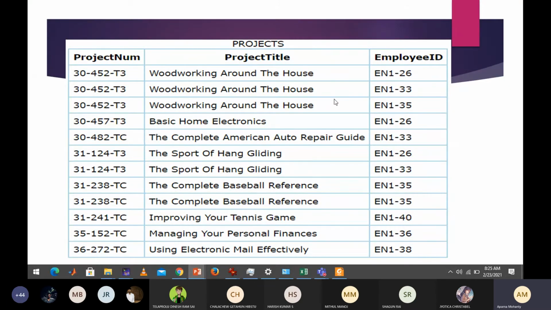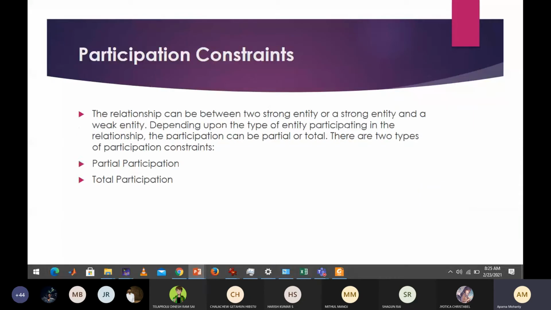So this is called a many to many relationship. Next comes the participation constraints. For the relationship that exists, what kind of constraints are imposed on it? There are basically two types of constraint: one is called partial participation and the other is total participation.